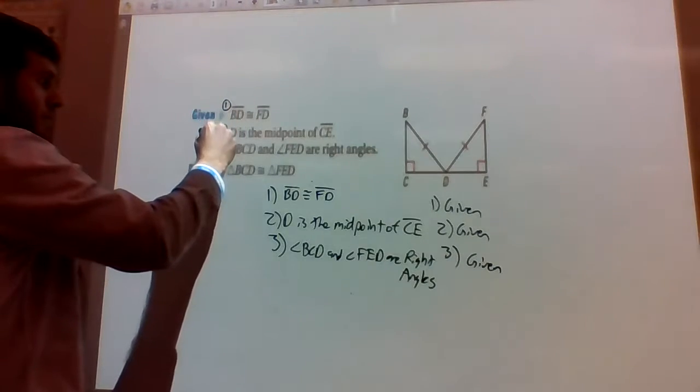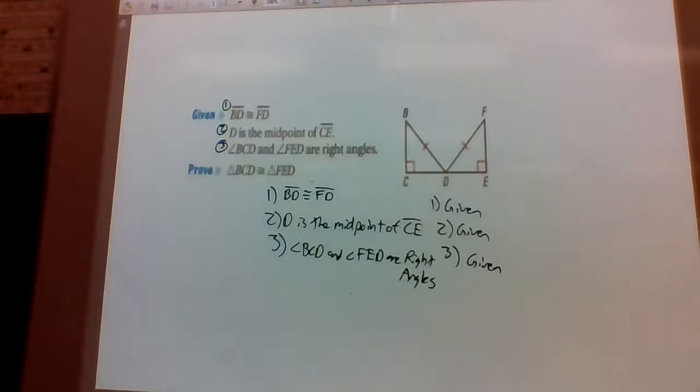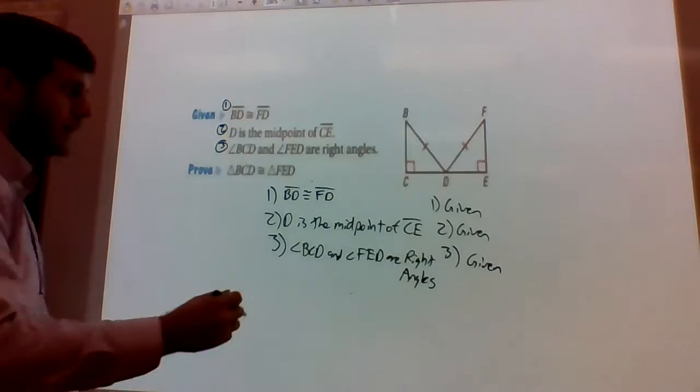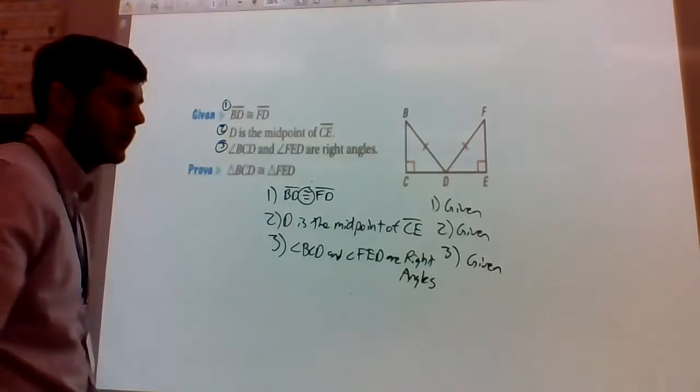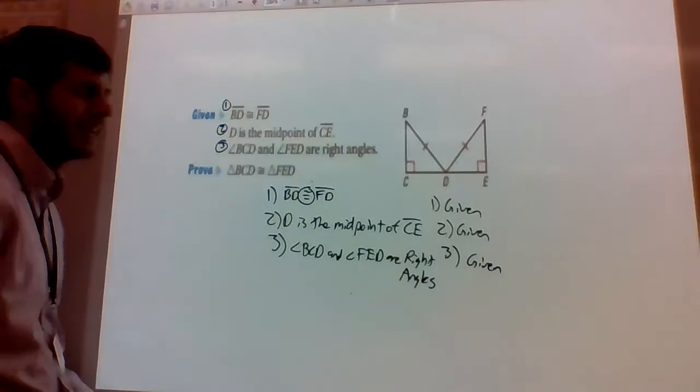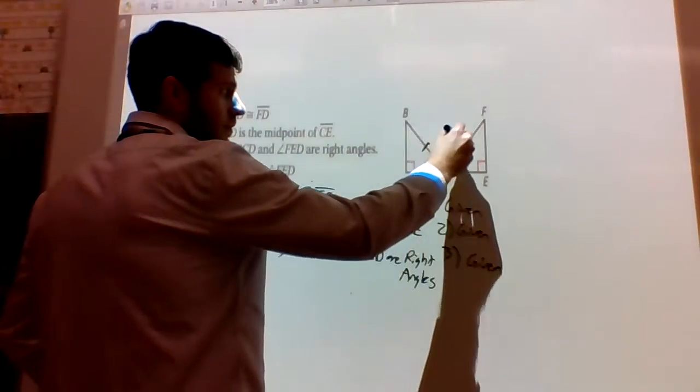Step 2 in the process is to look for shared sides or vertical angles. We do not have any shared sides or vertical angles. Okay. Step 3 in the process is to use the givens. So our first given already has a congruent piece. So we already have corresponding pieces that are congruent, BD and FD.